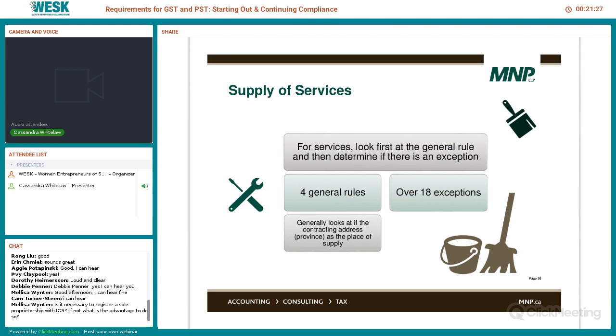Services get very tricky for GST. They've got 4 general rules, but there's over 18 exceptions to those rules. So if you are providing services, you'll want to look at your specific service to determine which of these rules it falls into. Often the CRA will look at the contracting address as the place of supply, but as I mentioned, this isn't always the case, so you do need to be very careful with services.